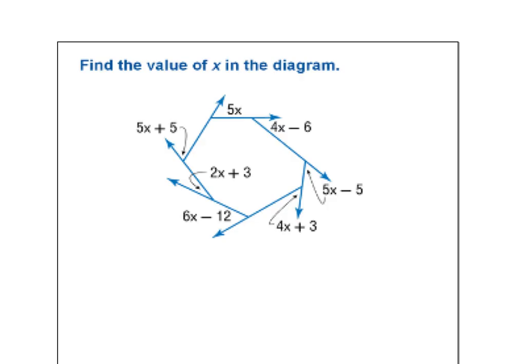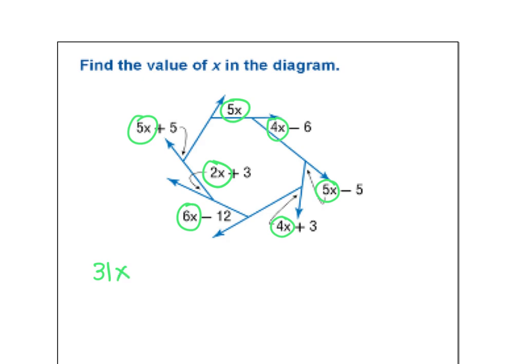Number 3, find the value of x in the diagram. Well, you can see in this diagram, all of the angles that are labeled are exterior angles, and they're going to add up to 360. So let's see if we can write an equation. Think about 4x, 5x, 4x, 5x, 5x, 2x, and 6x. Take a minute and see if you can add those up. How many x's are there? When I did this, I got 31x.